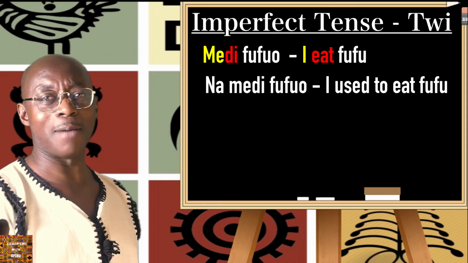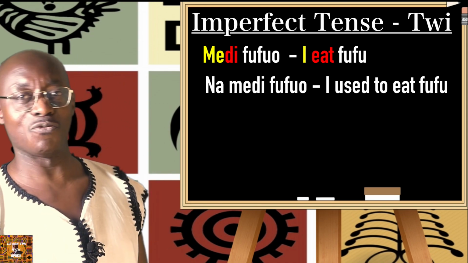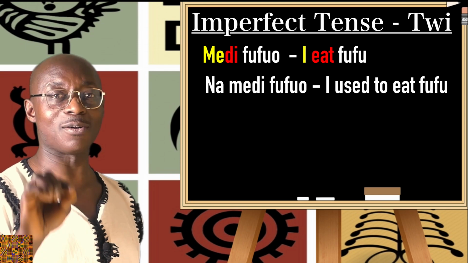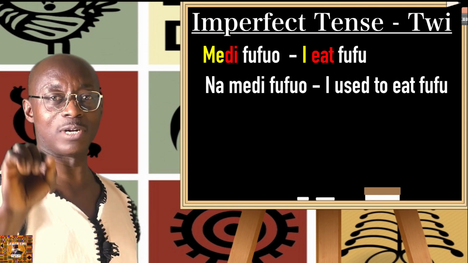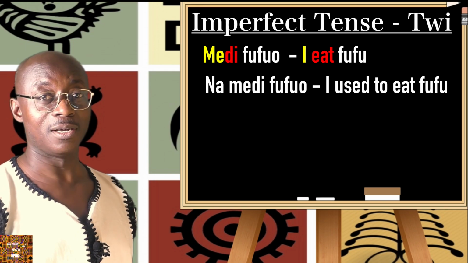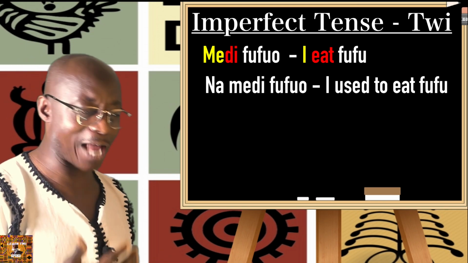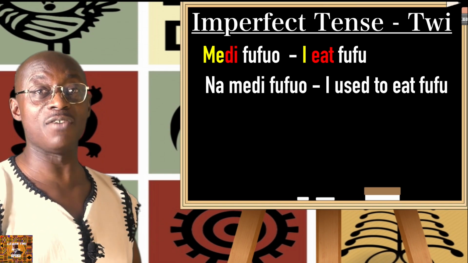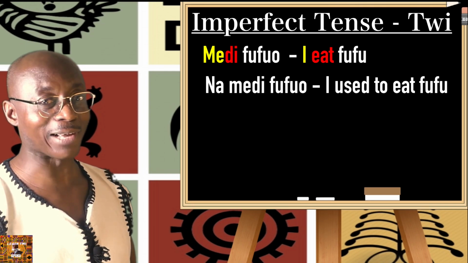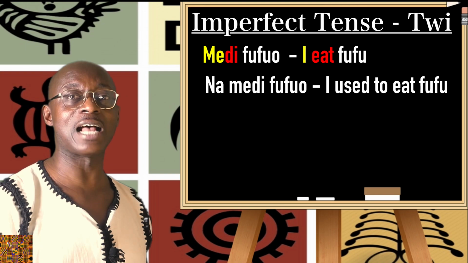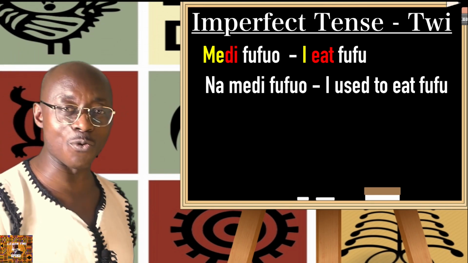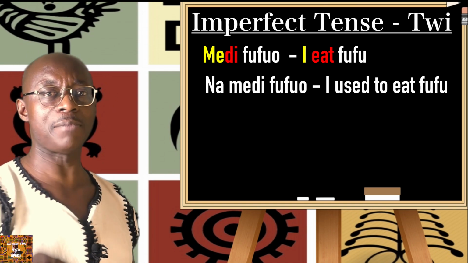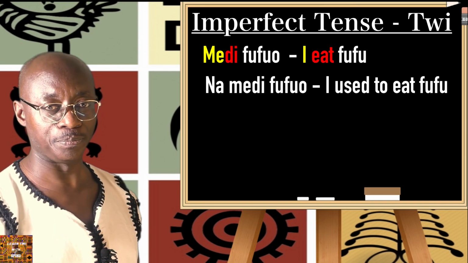Well, some people may say, but why are you saying fufu here and then saying fufu there? Well, as far as the Akans or Ghanaians are concerned, the proper name for this food is what? Fufu. But those who try to Englishize the name say fufu or fufu. Okay? But for the Akans, or as far as Ghanaians are concerned, this is called fufu. That is just by the way. So I would say, na midi fufu. I used to eat fufu.